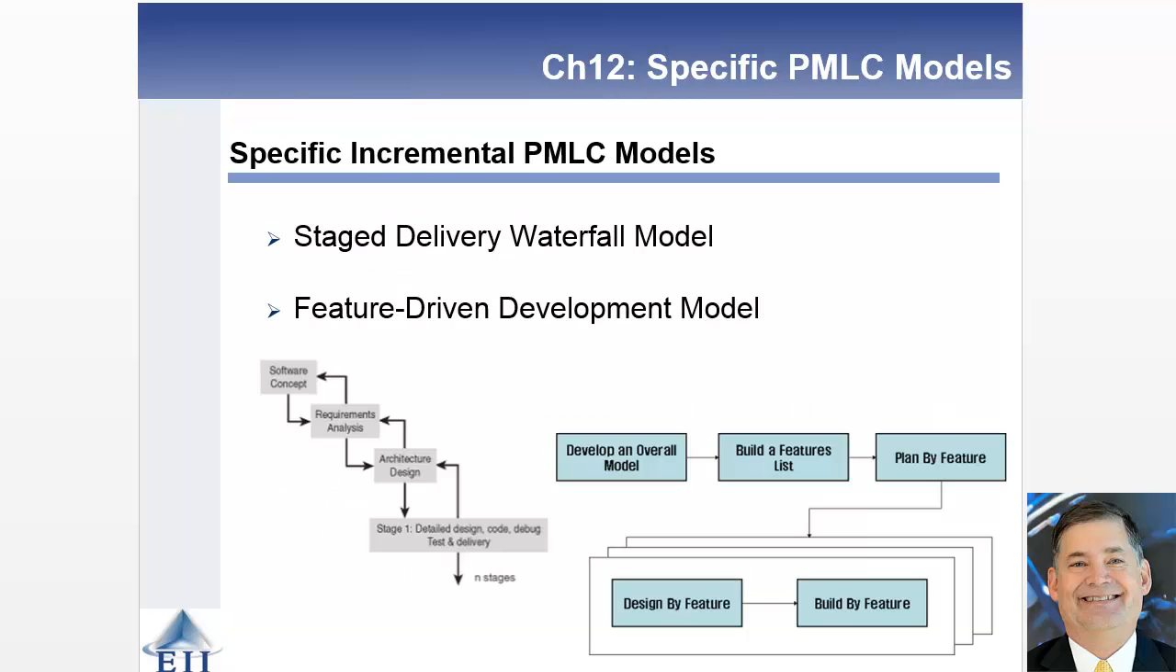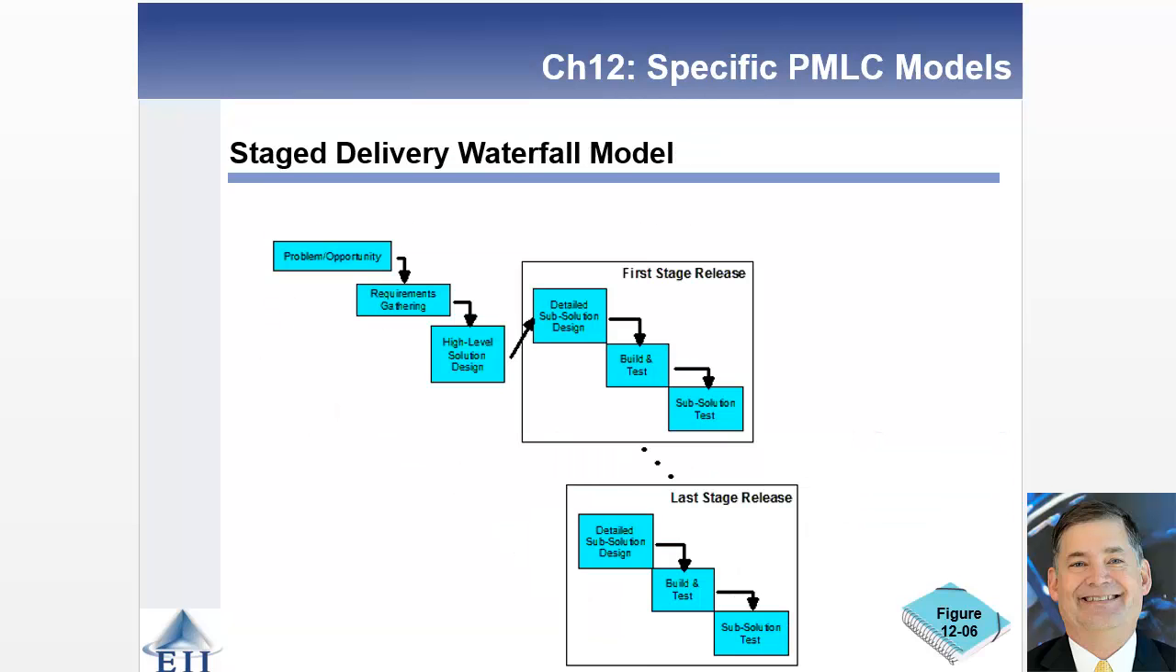So there are 2 different approaches. One's called the staged delivery waterfall model, very, very similar to the previous waterfall model, but when you get down into that detailed design code, you're doing multiple versions of it or multiple increments or phases. And then the next is a feature-driven development model where instead of using requirements, you're using features as the component. So it's a nuanced difference in terms of how you're deploying the solution.